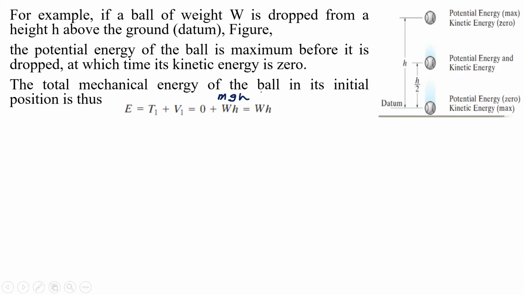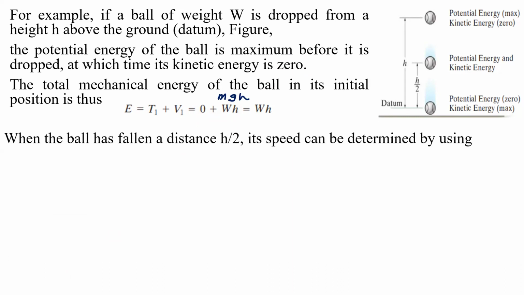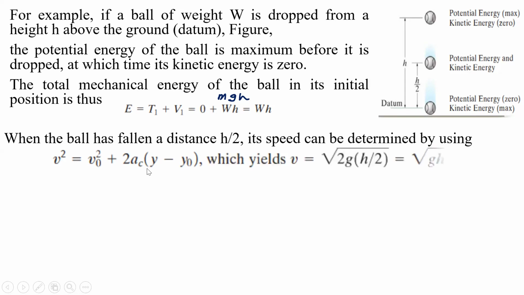When the ball falls a distance h/2, its speed can be determined by using v squared equals v naught squared plus 2ac times (y minus y naught). Here, ac is constant acceleration, which is g, which yields that v is equal to root gh, because the terms cancel out. Then what you have left is root gh.